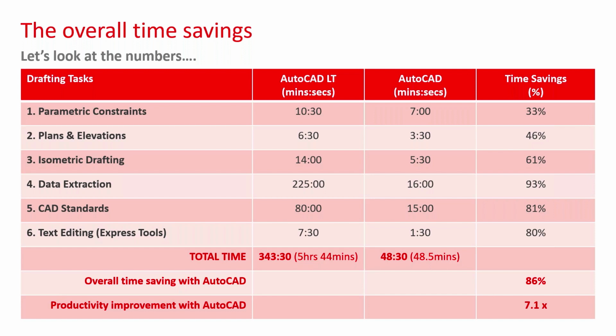And there's the time savings, which is the ones that you've seen on the slides and on the videos so far. So to give you a rough idea, performing those 6 tasks in AutoCAD LT, roughly speaking, obviously with disclaimers, is 5 hours, 44 minutes. If you did that in AutoCAD, it takes 48.5 minutes, and that's that 86% time saving that we talked about earlier. So the overall time saving with AutoCAD, 86%, which means you've got a productivity improvement with AutoCAD. You're doing everything 7.1 times quicker. So there's your time saving and your productivity improvement. It's kind of self-explanatory when you think about it.